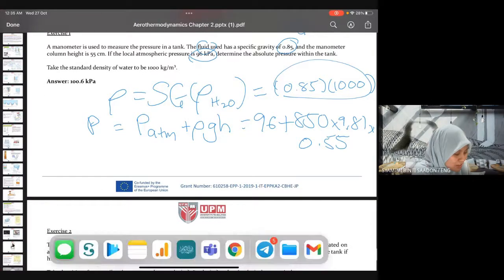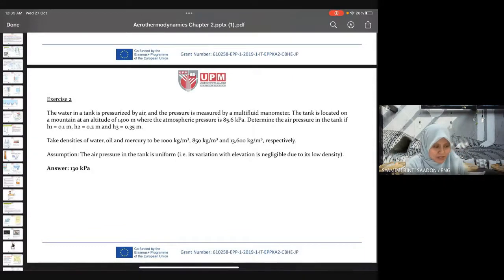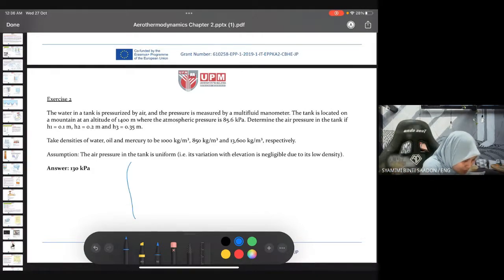You can try the next one, exercise 2, 130 kilopascal, by using a manometer also. So you can try this one. I think this one I need to draw because I don't have a photo, because you need to know where is the location of H1, H2, H3. So I draw a bit. Sorry if it's not pretty. So it's like this.